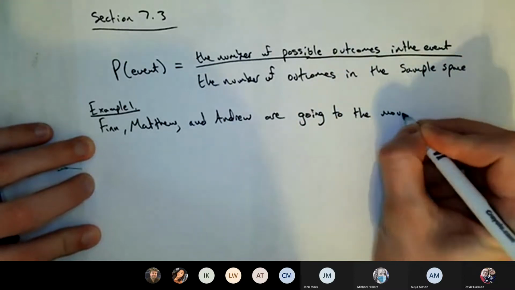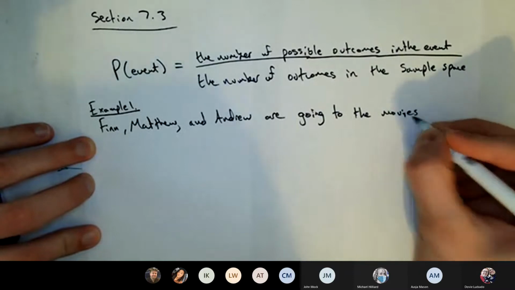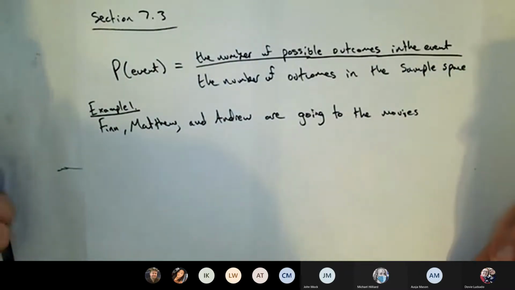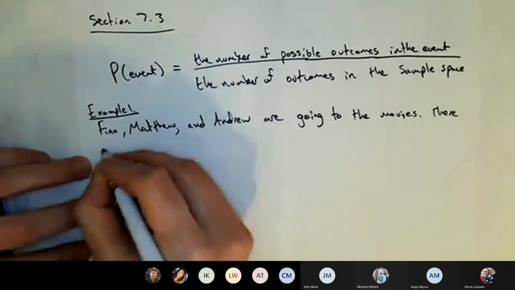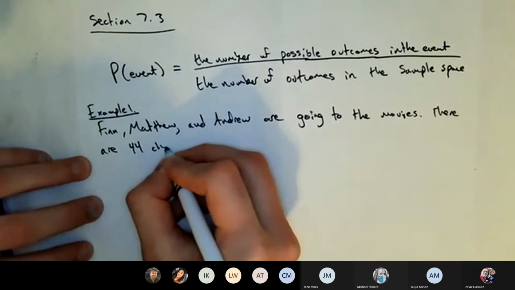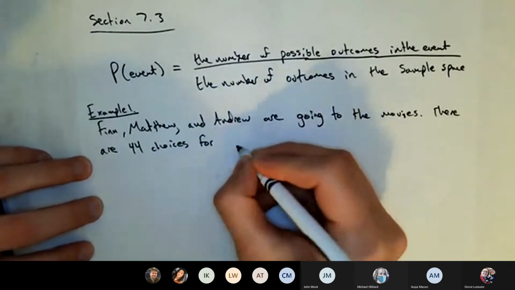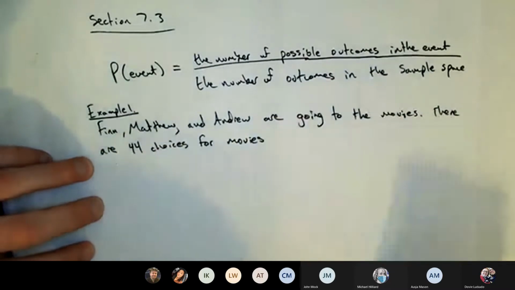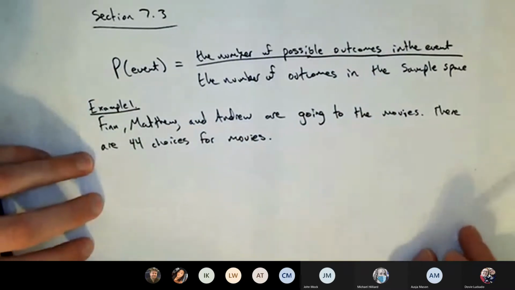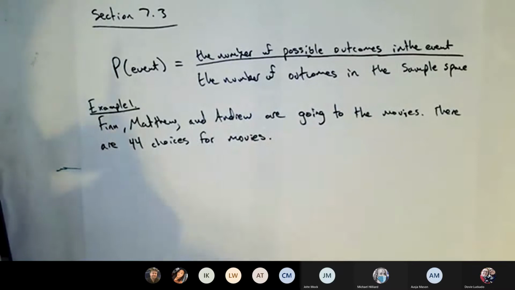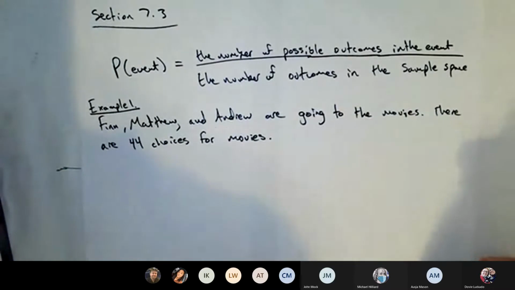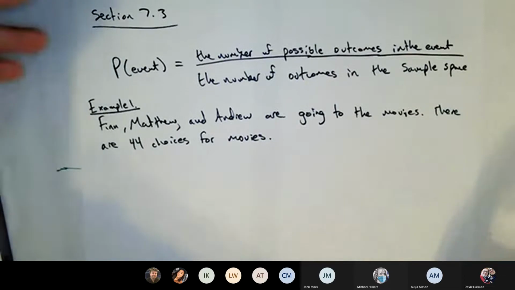All right, and the place where they're going has 44 movie choices. So I'll say there are 44 choices for movies. This is from the Hawks. Okay, there are 44 choices for movies. If they decide to randomly choose 3 movies, so they just somehow randomly select 3 movies, what is the probability that the 3 they choose will consist of each of their favorite movies?